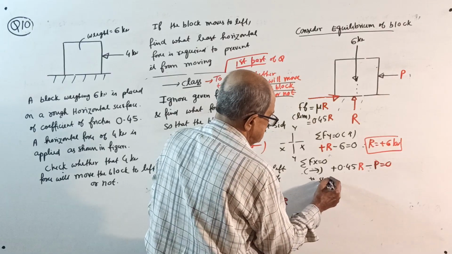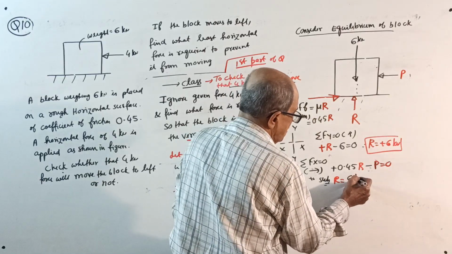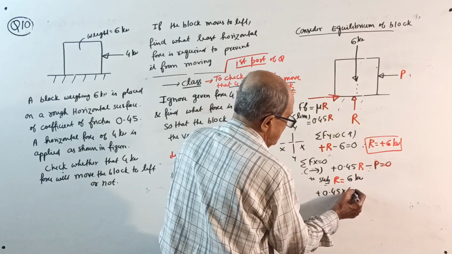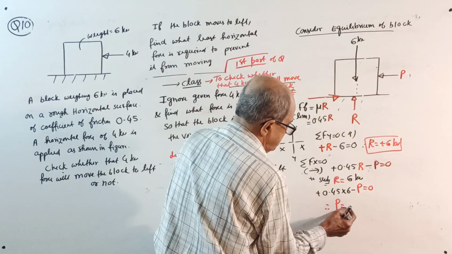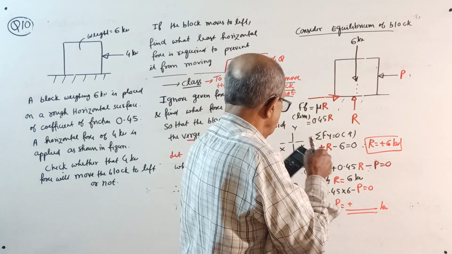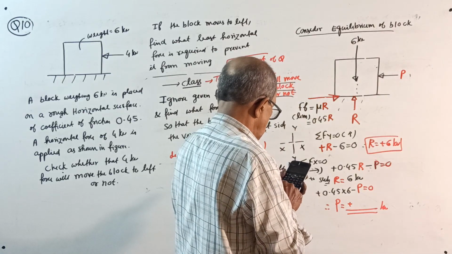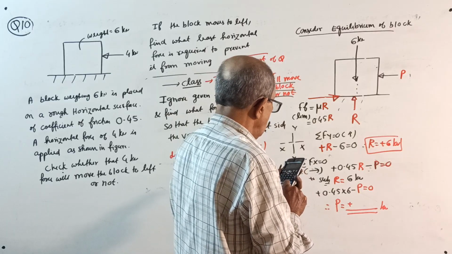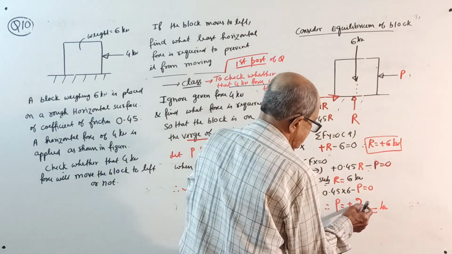Substitute R equal to 6 kilonewton. You get plus 0.45 into 6 minus P equal to 0. Therefore, find the value of P in kilonewton. Plus 0.45 into 6 equals 2.7 kilonewton. It is 2.7 kilonewton.